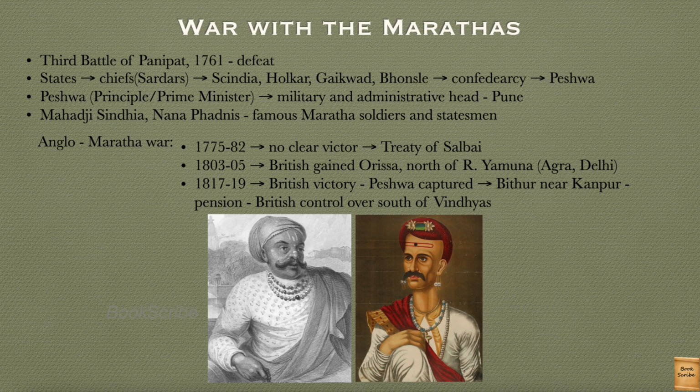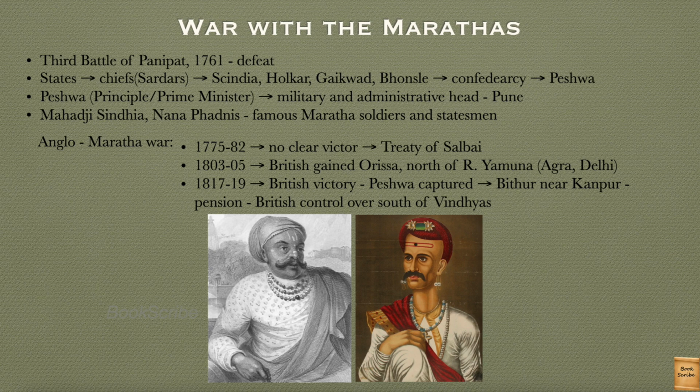areas the Marathas had the upper hand. At the same time, in many places the British had the upper hand, and they came out victorious ultimately, and they gained from the Marathas Orissa and also the area north of the river Yamuna, which includes Agra and Delhi. Then the third Anglo-Maratha war took place between 1817 and 1819, which saw the ultimate defeat of the Marathas.